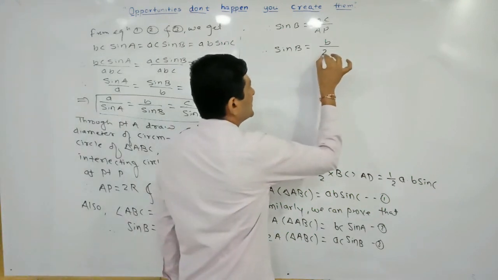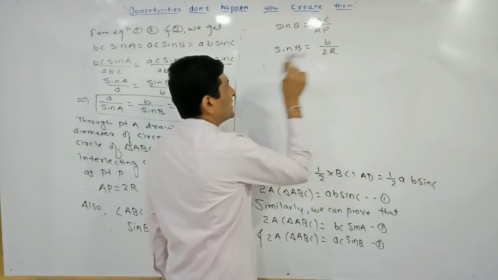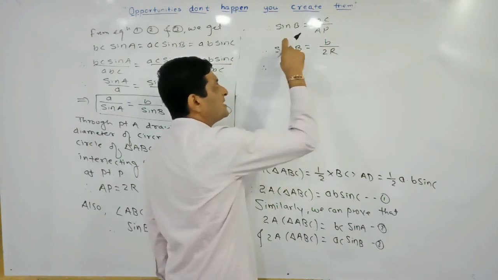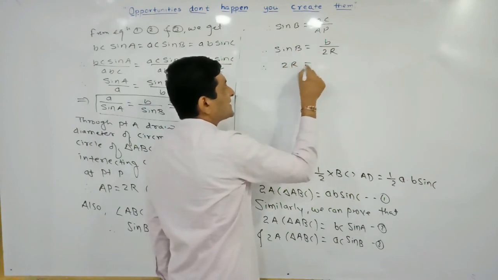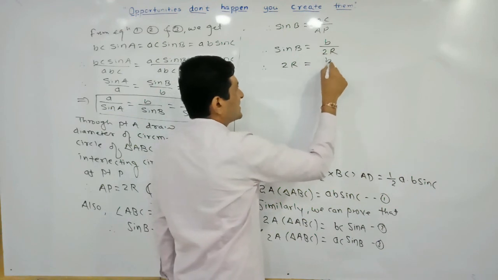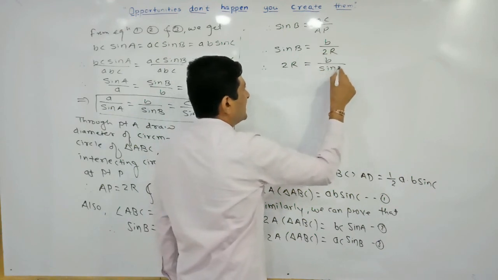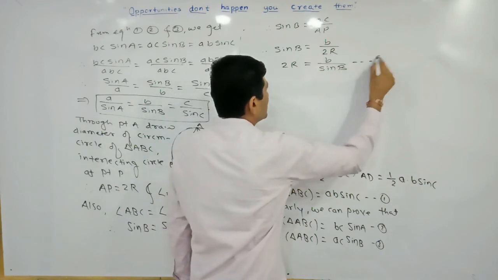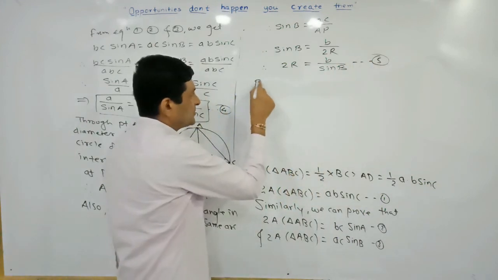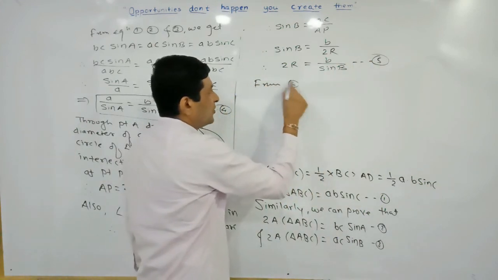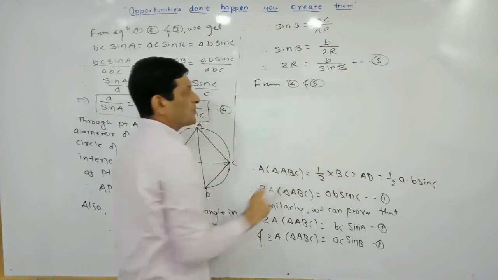So b upon sin B will be equal to 2R. Therefore 2R will get multiplied on this side and sin B will get divided on this side. So b upon sin B equals 2R. Let us denote it by equation number 5. Now observe equation number 4 and 5. Let us see what we'll get here.